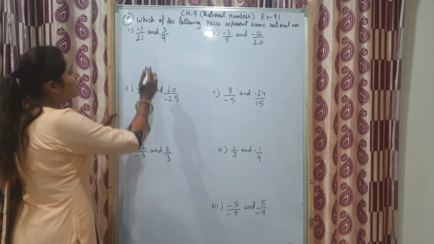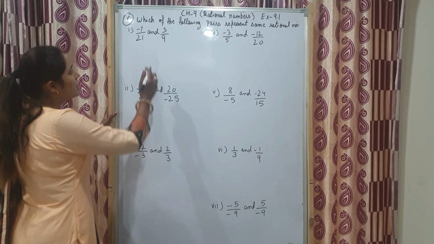Next part. Now see minus 16 upon 20 and 20 upon minus 25. If you look carefully, there is a negative sign in the denominator. The upper side is the numerator and this one is the denominator. Whenever there is a negative sign in the denominator, we will shift it to the numerator.